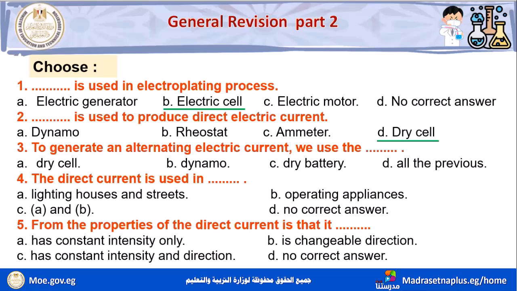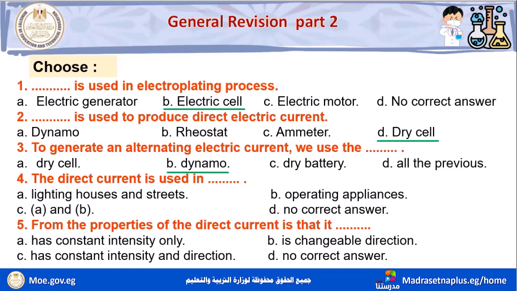Question number 3: To generate an alternating electric current, we use the blank. Letter A, dry cell. Letter B, dynamo. Letter C, dry battery. Letter D, all the previous. To generate an alternating electric current, we use the dynamo.